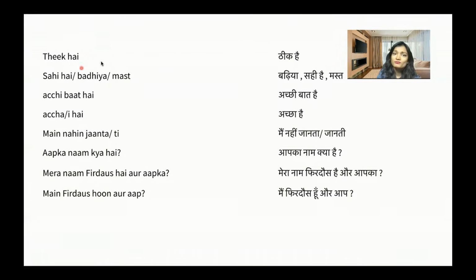I did tell you about badhiya. So badhiya means great, fantastic, amazing, fabulous. And these two also mean the same. Sahi hai and must, they also mean the same. However, you may not want to include these two in a formal conversation because nobody does that. These are very casually and colloquially used. Sahi hai and must, you can use these two words with your friends.